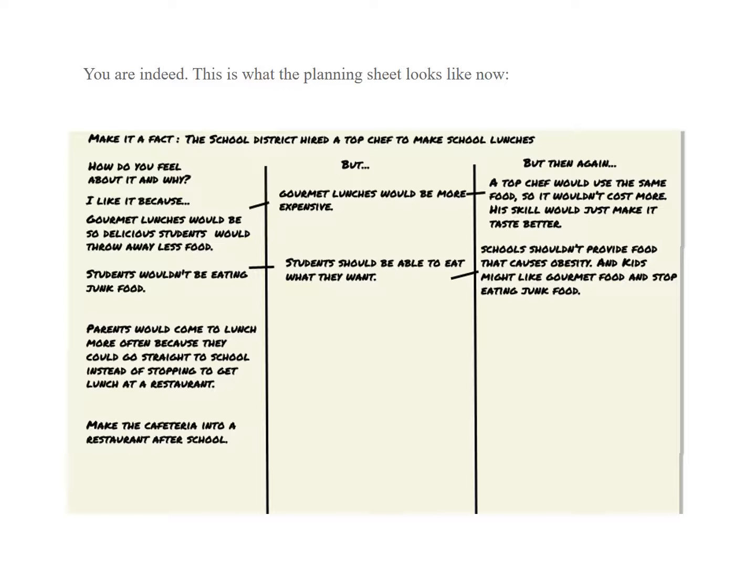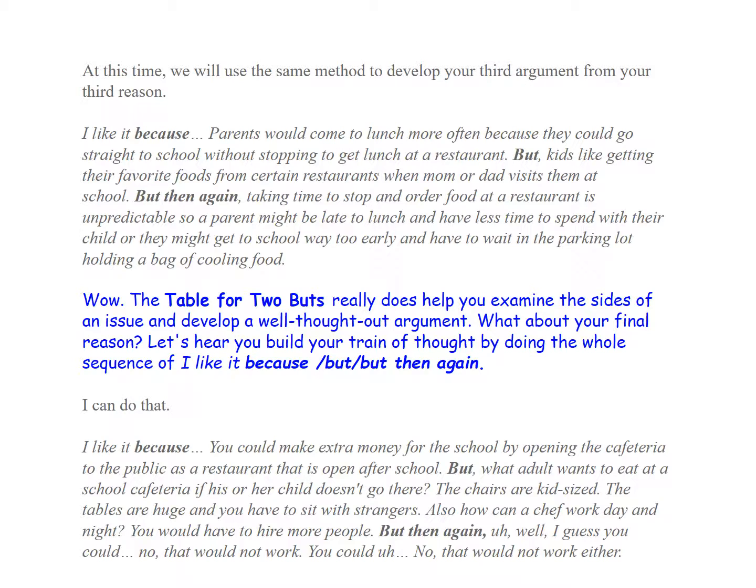At this time, we will use the same method to develop your third argument for your third reason. I like it because parents would come to lunch more often because they could go straight to school without stopping to get lunch at a restaurant. But kids like getting their favorite foods from certain restaurants at school.